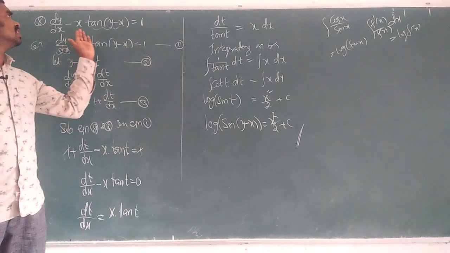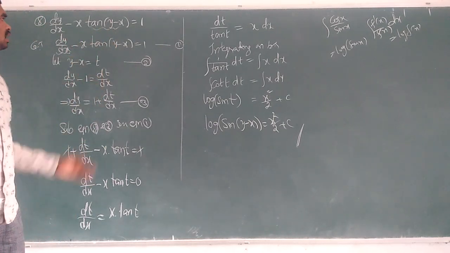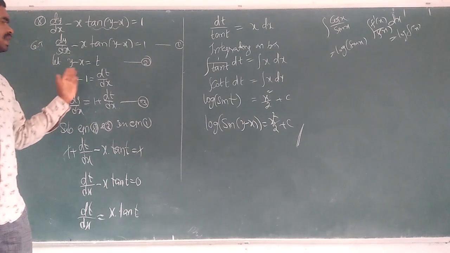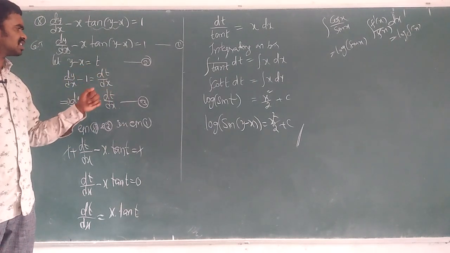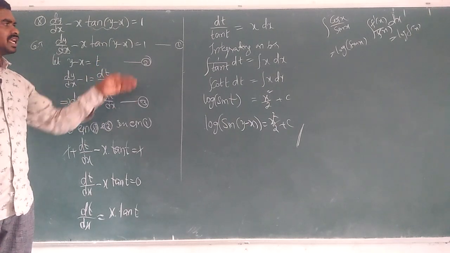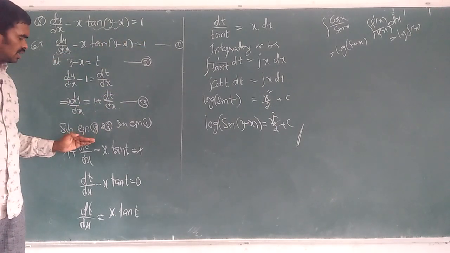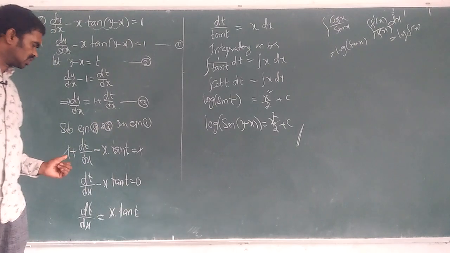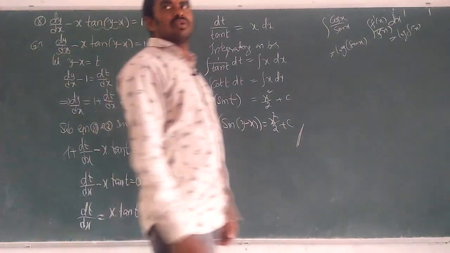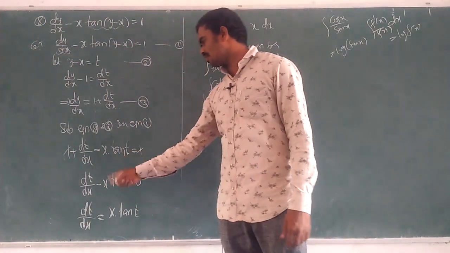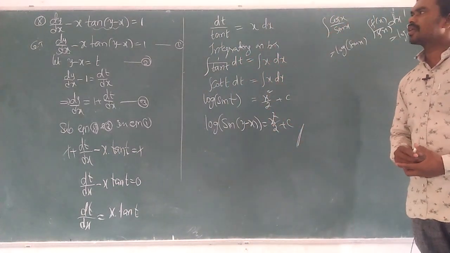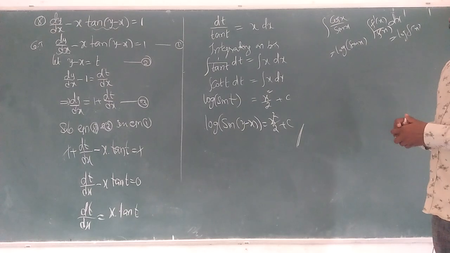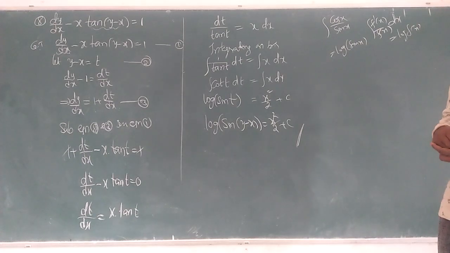When the question cannot be separated, assume that y minus x is equal to t and differentiate. So we get another equation. Substitute these 2 and 3 in equation 1, and after substituting we get the total equation in terms of 2 variables only, x and t. Now we can separate and, taking integration, we can get the answer. In the same way, we can see another problem, the 9th question also. Let us see.